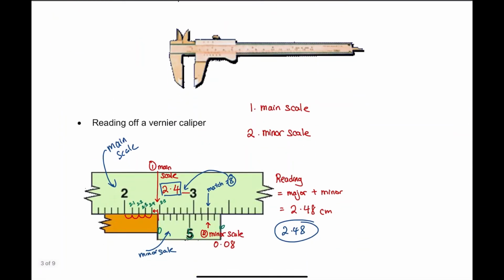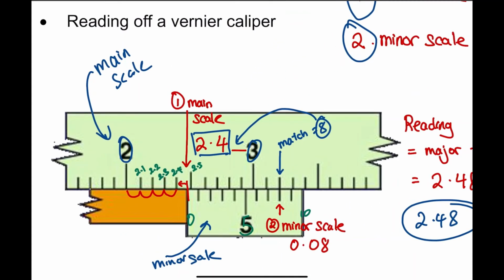For vernier caliper, there are 2 things that you need to know. First of all, what is your main scale, and number 2, which one is your minor scale. Your main scale is the one whereby the number gaps are very big. So you see this number 2 and number 3, they are very far apart, the scales are all very wide apart. This is your main scale. Your minor scale is one whereby the gaps are smaller. 0 is here, 5 is here, 10 is here, so that's why they are called your minor scale.